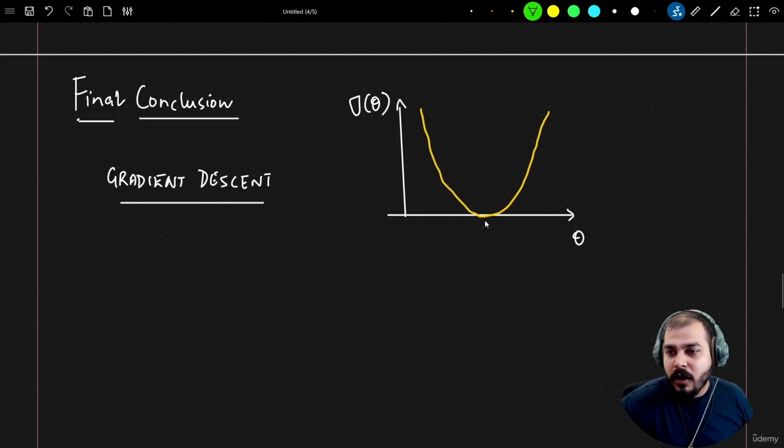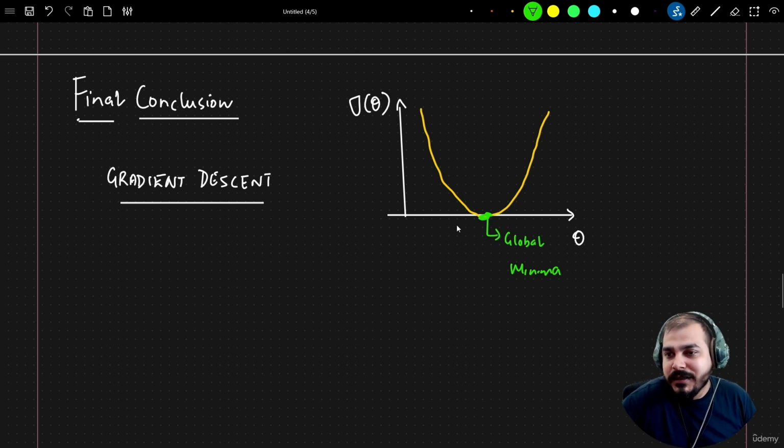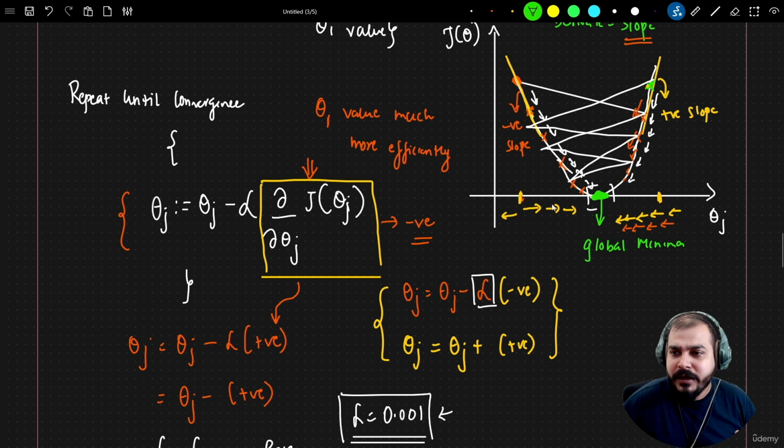And our main aim is to come to this global minima, right? So this is the global minima, and we try to update our theta based on this. Basically, we try to find out whether the slope is positive or negative, and based on that, I need to update the weights, either increasing this specific coefficient or decreasing it, which I have already explained over here.